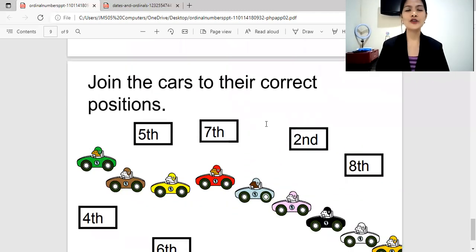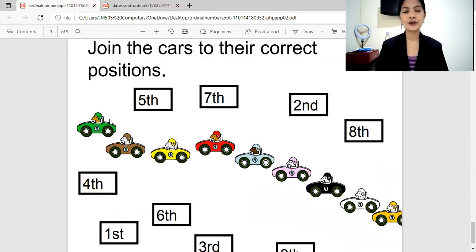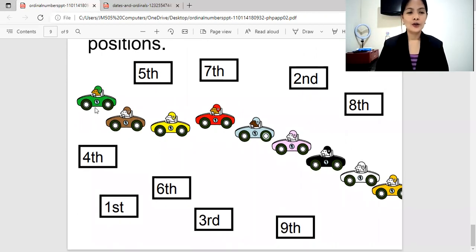Okay, now join the cars to their correct positions. Now you draw a car, then join. You join, it's connect. Where is first place? Okay, how about the second? Connect. Very good. Third. Fourth, fifth, sixth, seventh, eighth, ninth. Have 10? No. 1, 2, 3, 4, 5, 6, 7, 8, 9, only 9. Okay, understand? Very good.